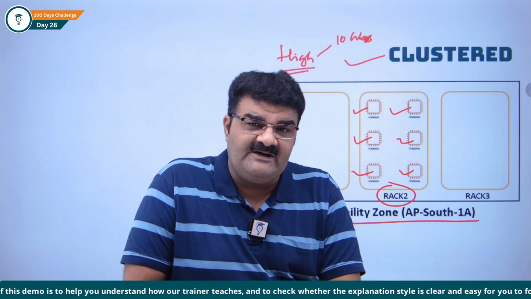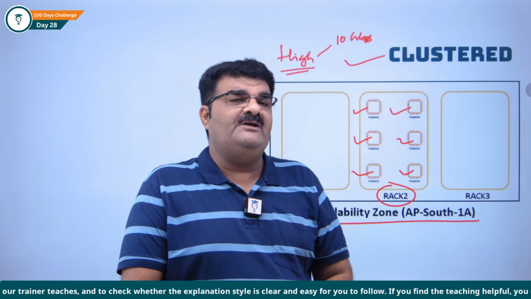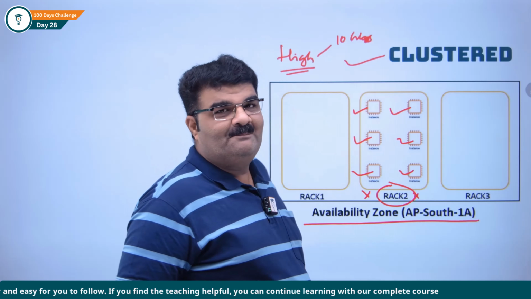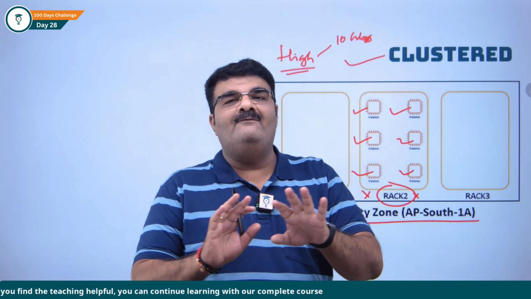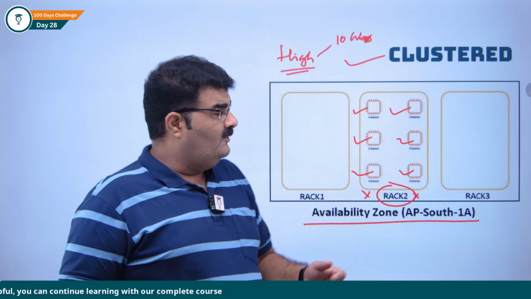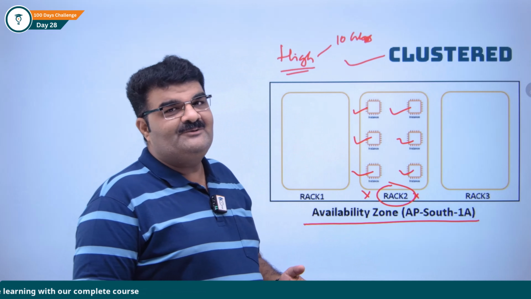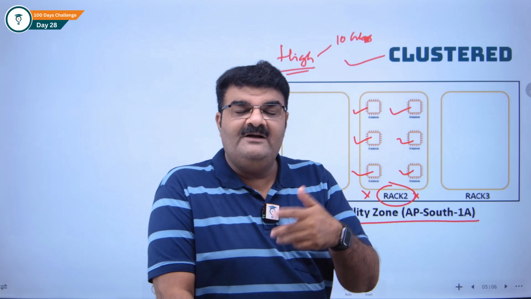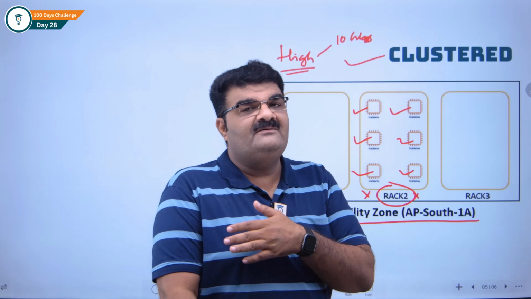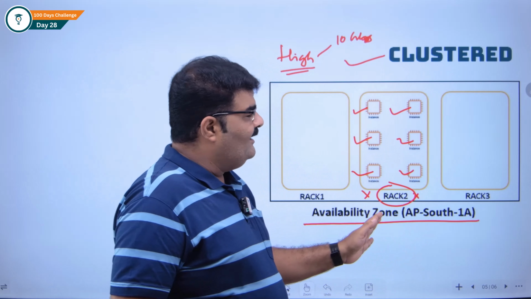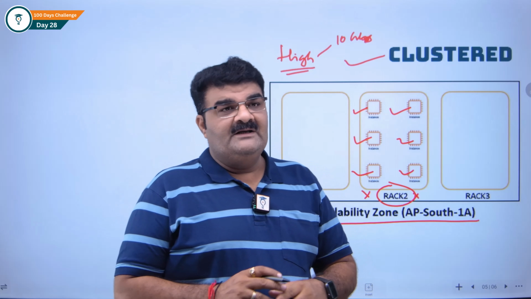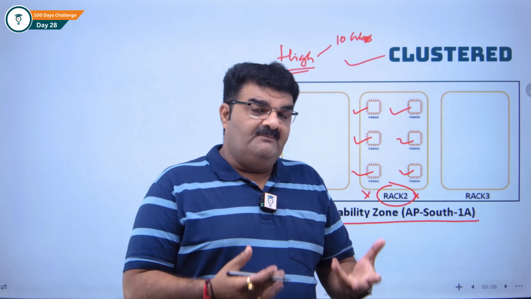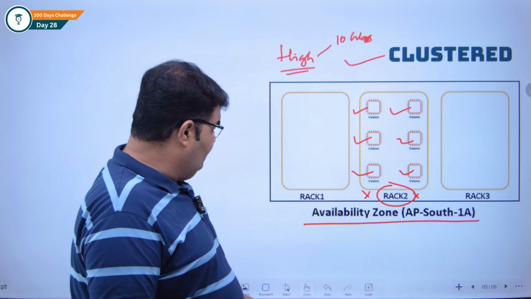What is the biggest disadvantage? The biggest disadvantage over here is, suppose this rack goes down, everything will be down. Why? Because you have all your EC2 instances in the same rack. Advantage is speed, low latency access. Disadvantage, no high availability. If the rack goes down, everything goes down. Now this is one of the requirements companies have. They want high speed connectivity, but the same way, other companies' requirements are the opposite as well.